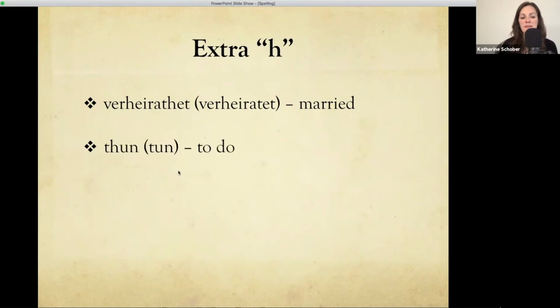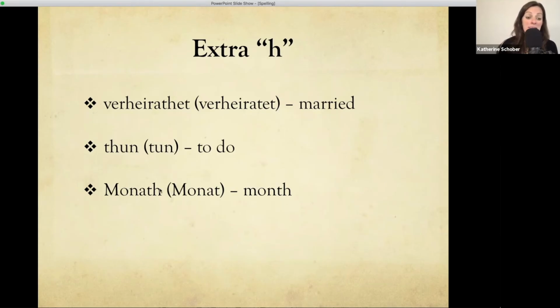Tun, this word T-U-N, means to do. In the past, there might have been an extra H thrown in there. Monat, this one comes up a lot in genealogy. As you know, today it's spelled like this, but in the past, it might have had an extra H at the end and it wouldn't have changed the pronunciation.